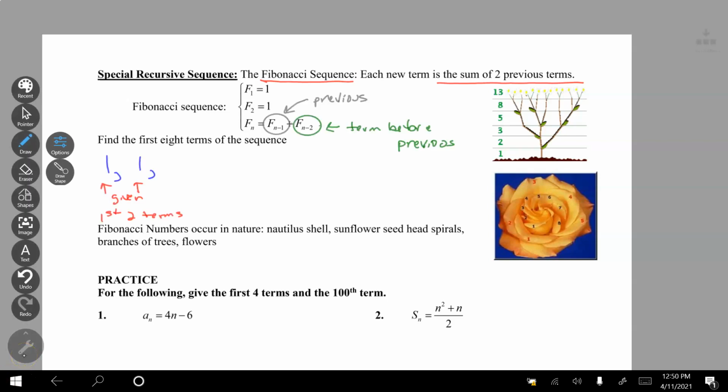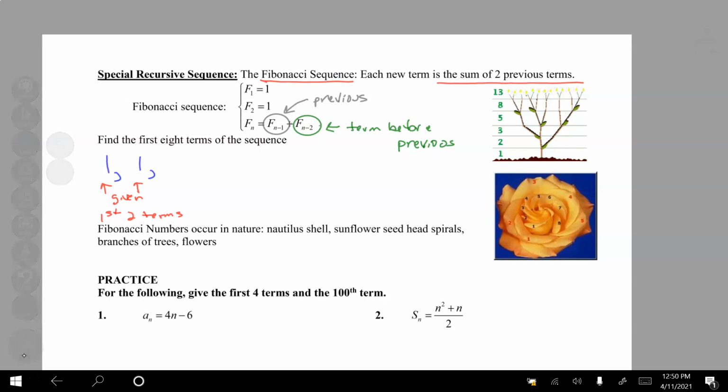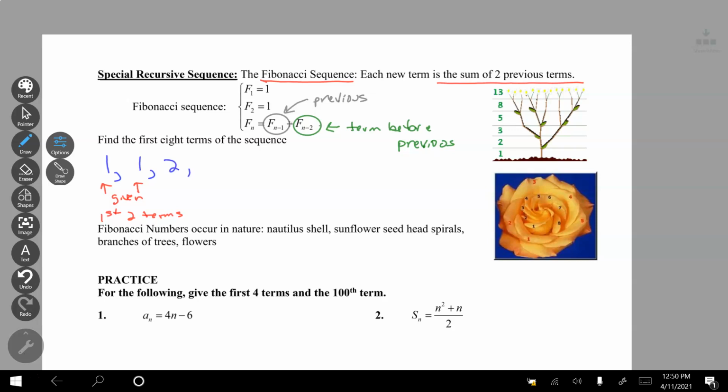So I wrote out the first two terms. First two terms are 1 and 1, and the next new term will always be the sum of those two previous. Well, right now I only have 2, so 1 plus 1 is 2. The last two numbers are 1 and 2, they add up to 3. The last two numbers are 2 and 3, they add up to 5. 3 and 5, they add up to 8. 5 and 8 add up to 13. 8 and 13 add up to 21. And I can go on and on and on and on. And that is the Fibonacci sequence.